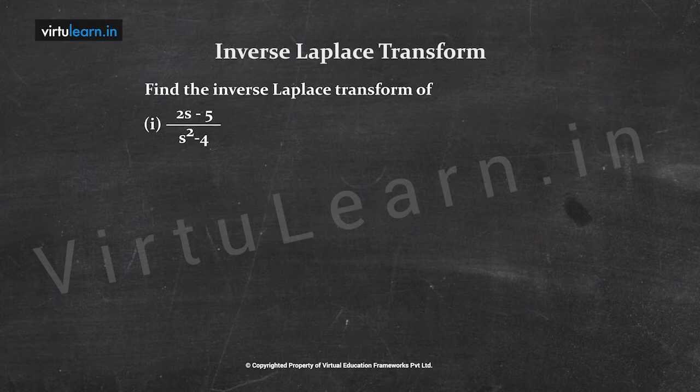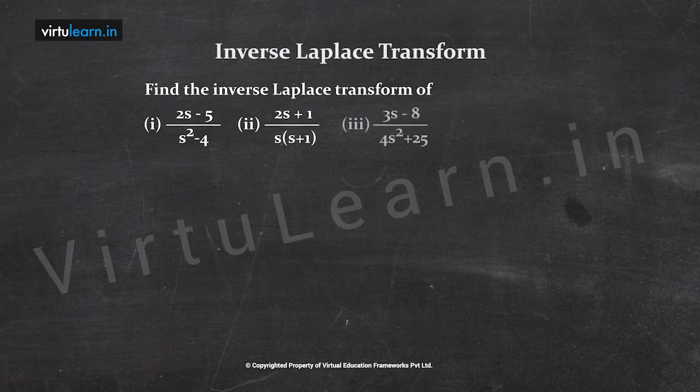Second question, (2s plus 1) by s into (s plus 1). Third question, (3s minus 8) by (4s square plus 25). Now let me solve the first question, first bit.